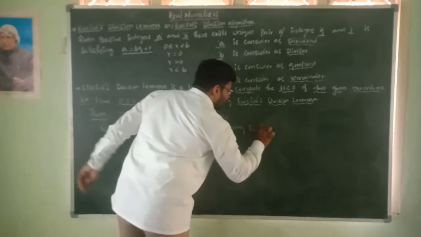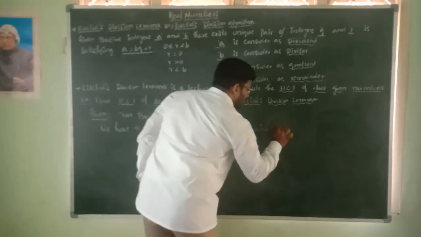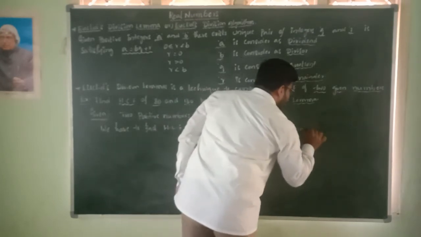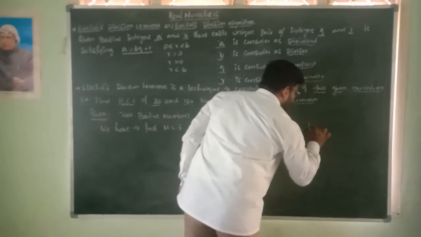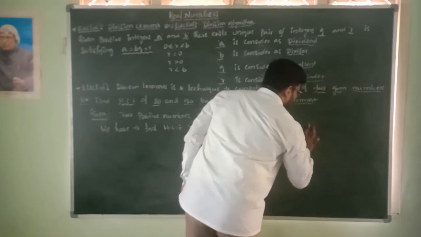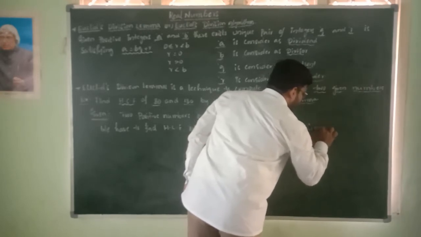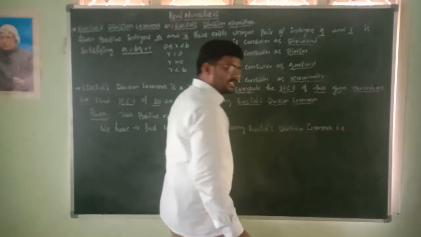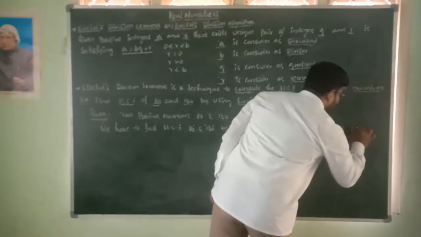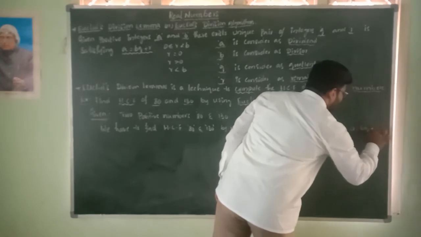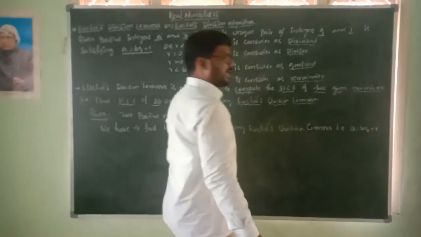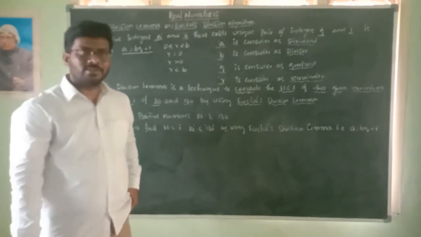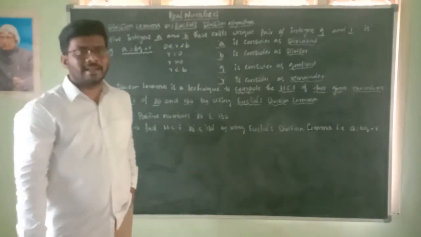Euclid's division algorithm or lemma. That is, the condition a is equal to bq plus r, where 0 is less than or equal to r is less than b.